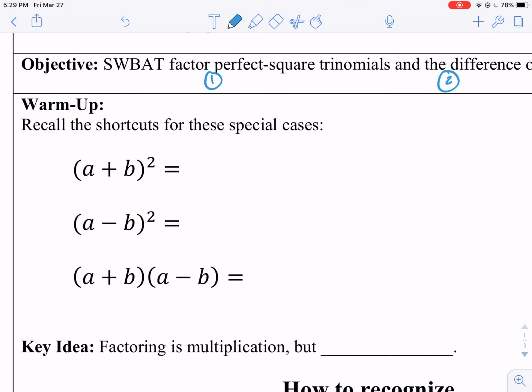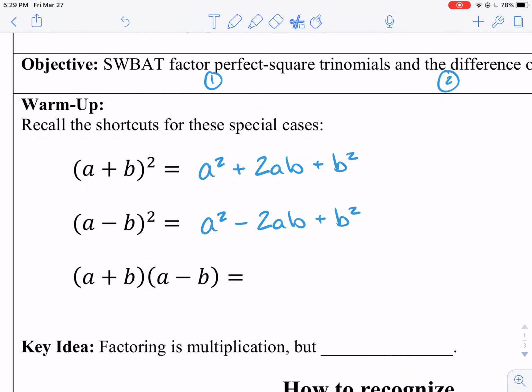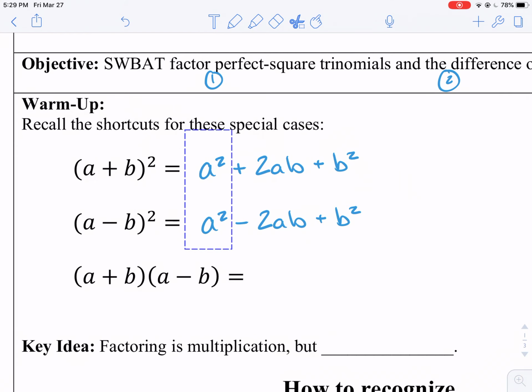First, if we have a plus b squared, that's going to work out to be a squared plus 2ab plus b squared. The next one is very similar. A minus b squared is very much the same, except we have a minus right here. A squared minus 2ab plus b squared. You'll notice two similarities. They both have a squared. They both have b squared. They also both have 2ab in the middle, but because this plus changes to a minus, this plus changes to a minus. And finally, we have a plus b times a minus b works out to a squared minus b squared.